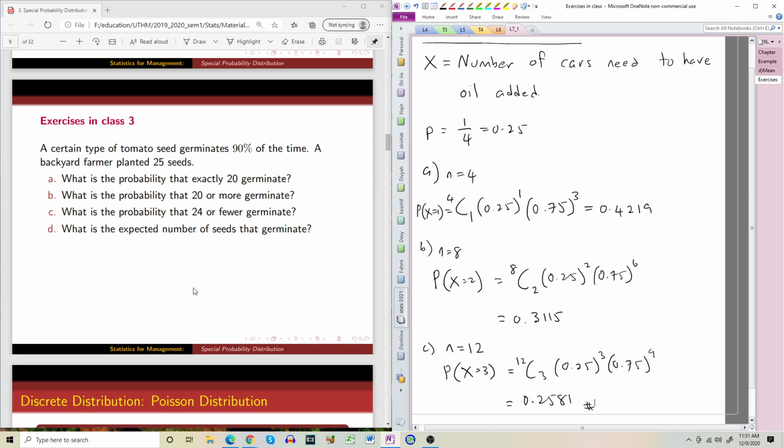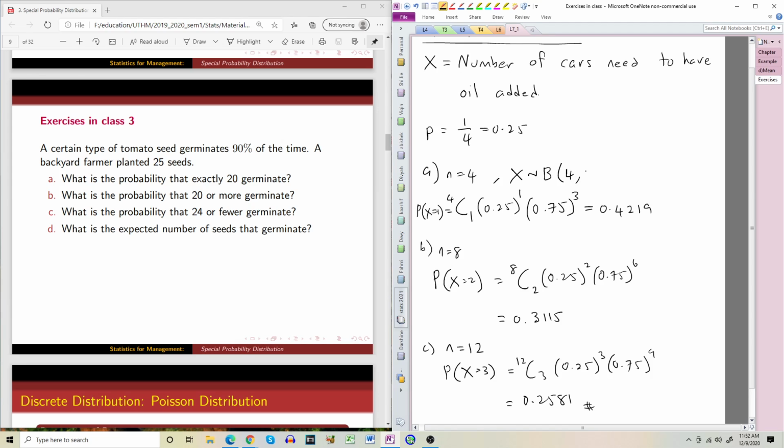Exercise in class 3. Read that. Of course, if you want to write this in binomial statement, you can write it like this, but it is not compulsory. You can write, or you don't want to write also, no problem.